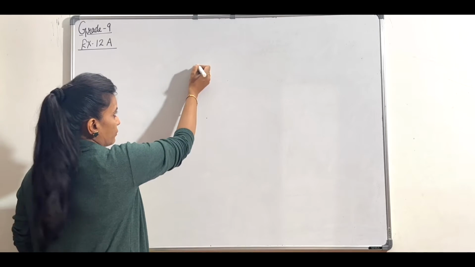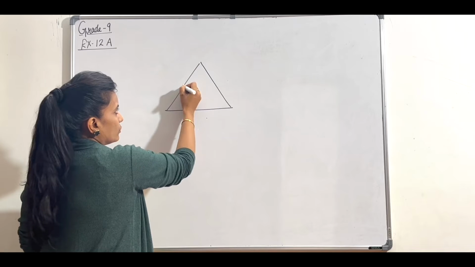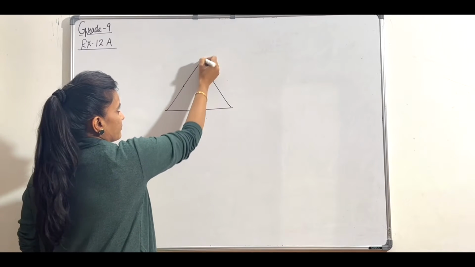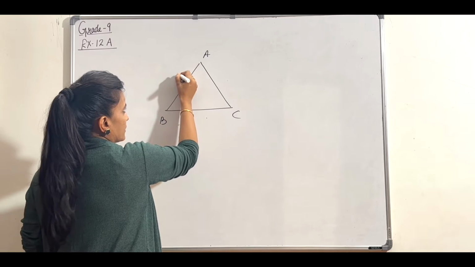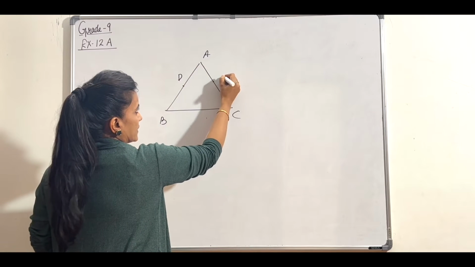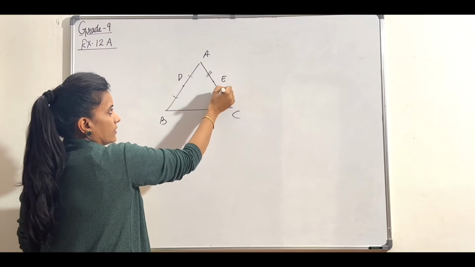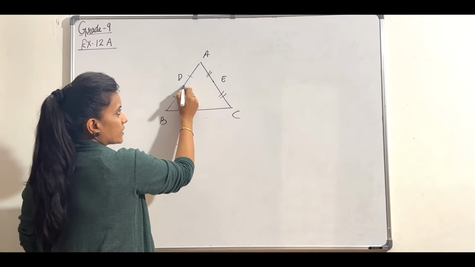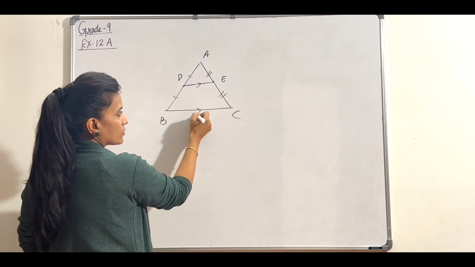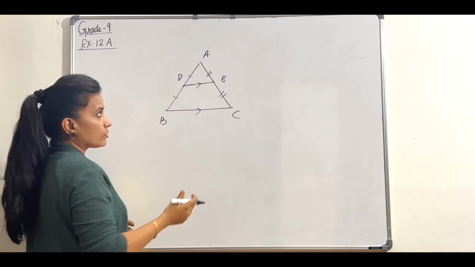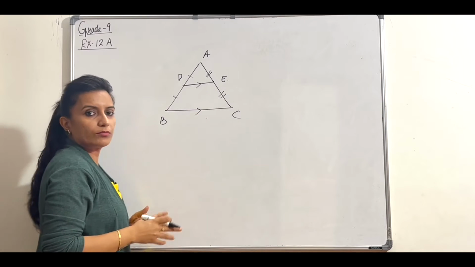As per midpoint theorem, if in a triangle two midpoints are given, let's say the triangle is ABC and here D is the midpoint of AB and E is the midpoint of AC, then the line joining these two midpoints will be parallel to BC. Also, DE will be equal to half of BC, right? This is your midpoint theorem.